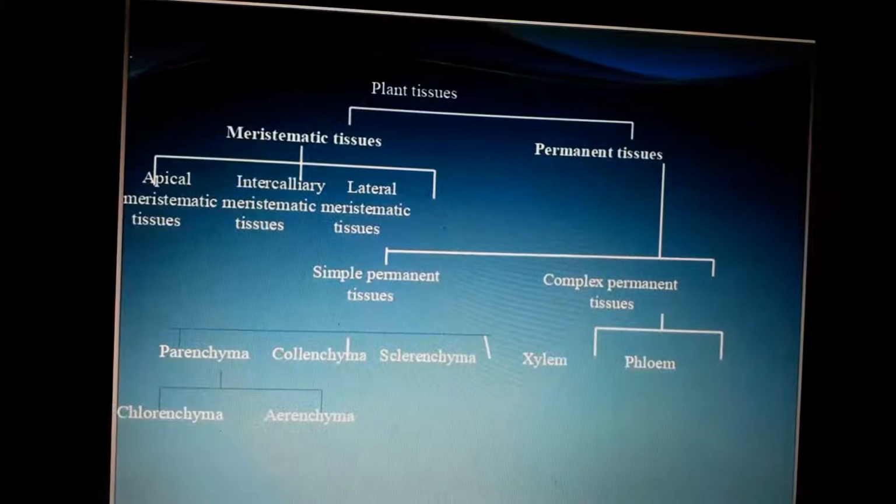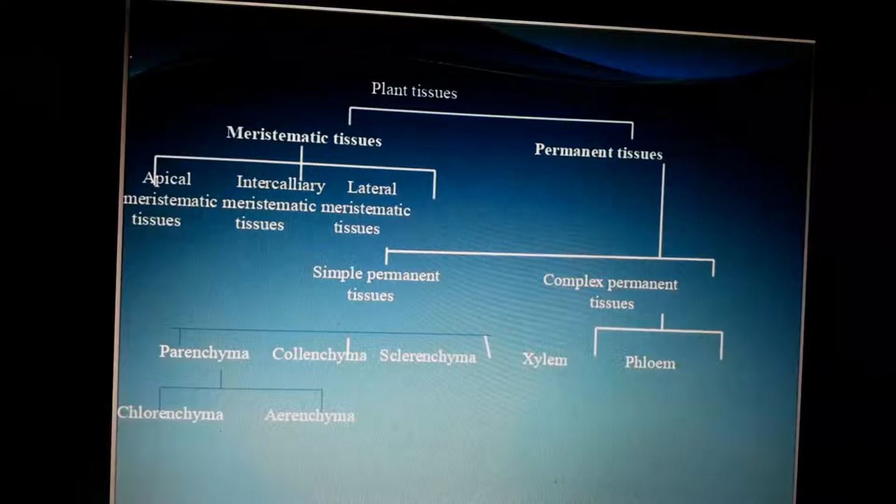Continuing. Meristematic tissues and permanent tissues are there. Meristematic tissues will grow. Apical tissues, intercalary tissues, lateral meristematic tissues are the three types. In permanent tissue, there are simple permanent tissues and complex permanent tissues. Complex permanent tissues are xylem and phloem. Xylem and phloem, what is their work? Their work is to transport water, minerals and food throughout the plants.